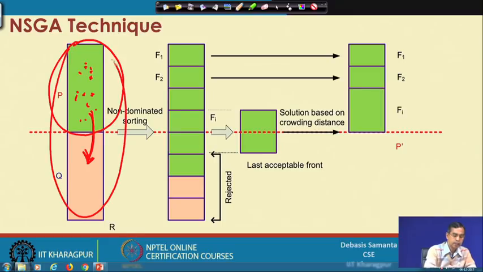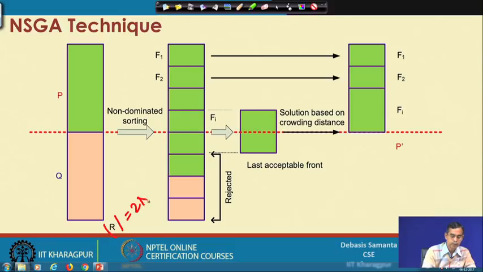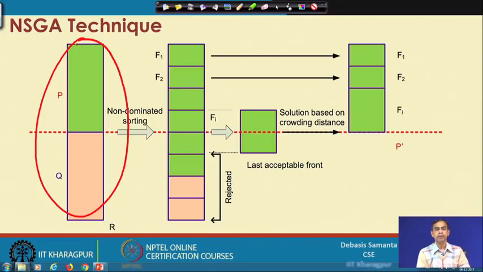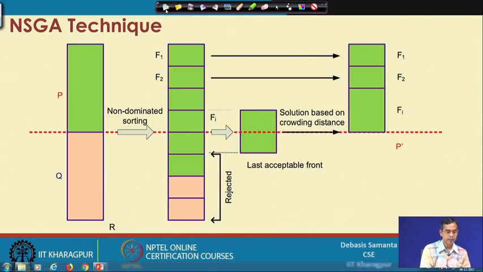All the solutions together are called R, and the size of R equals 2n, where n is the size of P and n is the size of Q. This is the solution set that needs to be considered for the NSGA-II approach. This is the first step: the current solution P and the reproduced solution Q are combined together. Now, from this merged solution R, we have to find the non-dominated fronts. Suppose these are the fronts F1, F2, and so on, say Fm number of fronts.